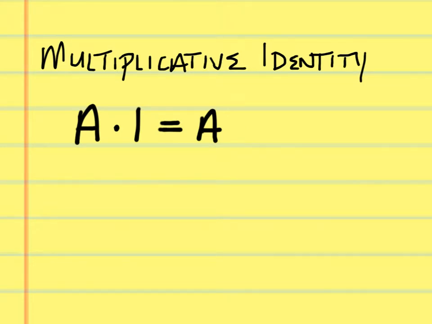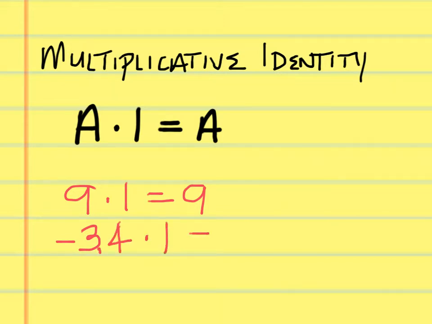The multiplicative identity property is when you multiply something by 1, it does not change it. 9 times 1 is still 9. Negative 3.4 times 1 is still negative 3.4.